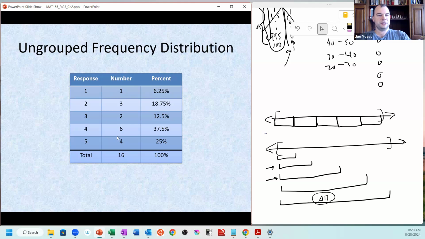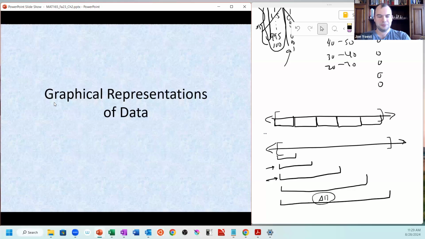And just like before, just like the categorical frequency distribution, once I get all my frequencies, they should add to the total sample size, and that does happen. And I could represent these as percents if that's more convenient for me. 1 out of 16 is 6.25%, 3 out of 16 is 18.75%, and so on. And these percents add to 100%.